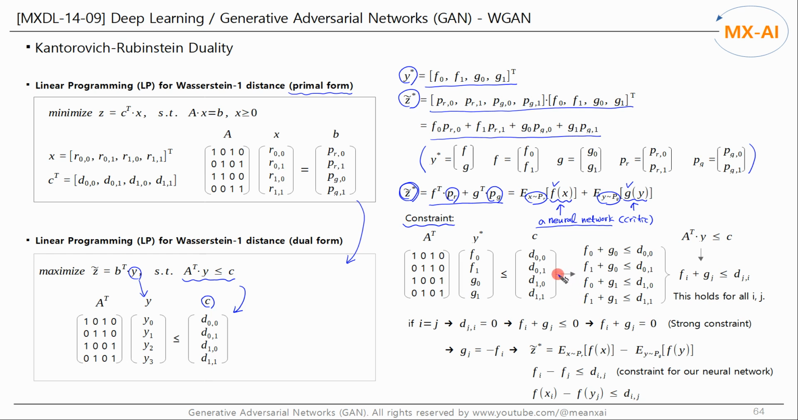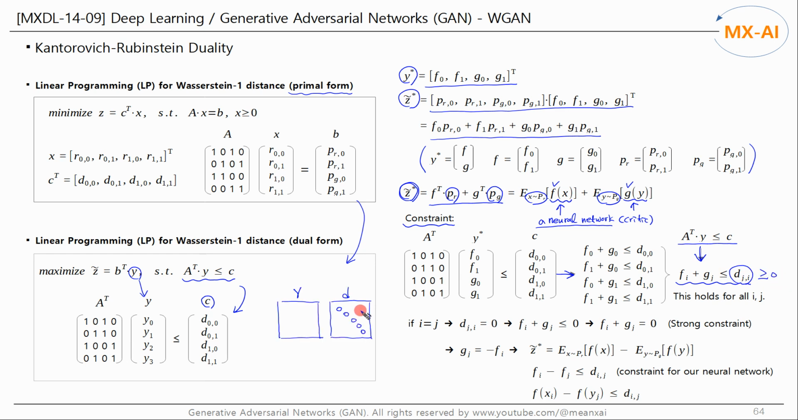The constraints can be written as follows. Then the constraints can be expressed as a single inequality as follows. This inequality holds for all i and j. That is, this constraint can be expressed as follows. This tells us that for all i and j, f plus g must be bounded by the distance between i and j. Here, d is a distance, so it's a non-negative value.